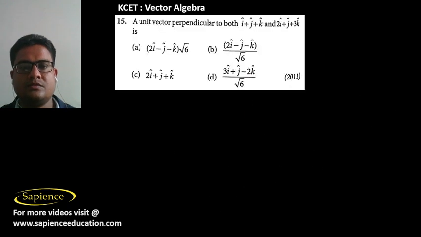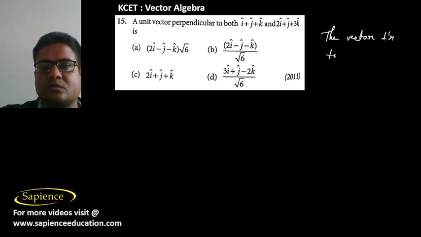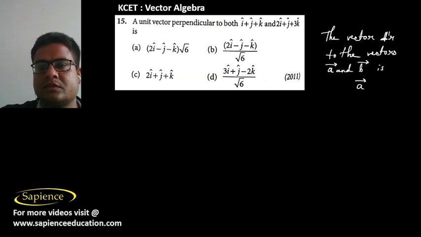Then in question number 15, it is told the unit vector perpendicular to both these vectors is given as how much. So we know that the vector which is perpendicular to A vector and B vector is given as A vector cross B vector.